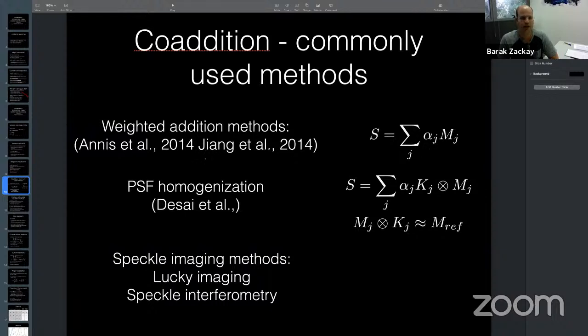Some other people try to do even more than this. They try to find some kernel that, if you convolve it with the image and add some alphas, this is the choice you make. And this convolution kernel is such that the images are very similar to some reference image. So you are trying to homogenize the point spread function. This is a method that people are doing.